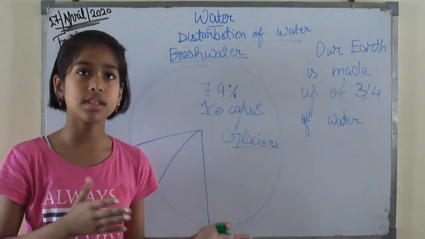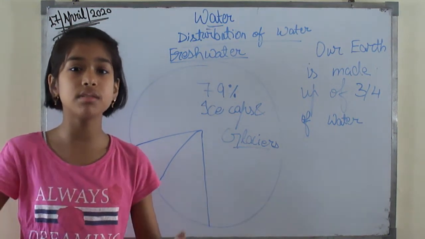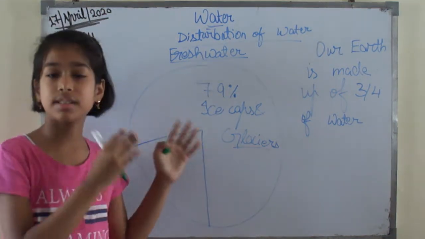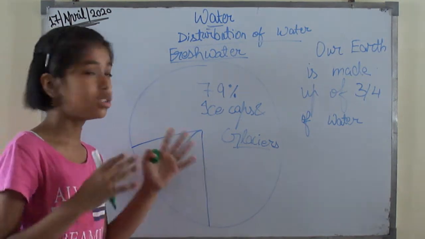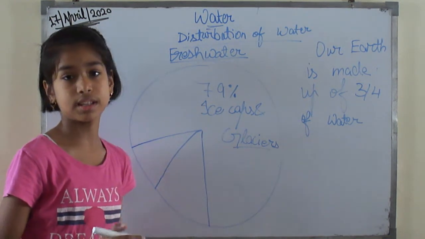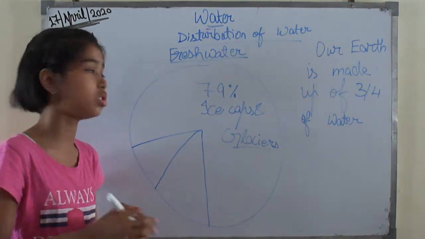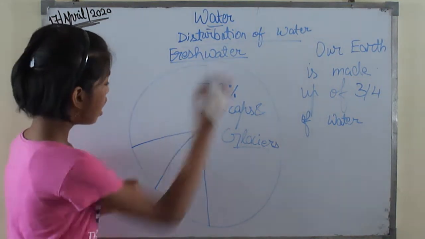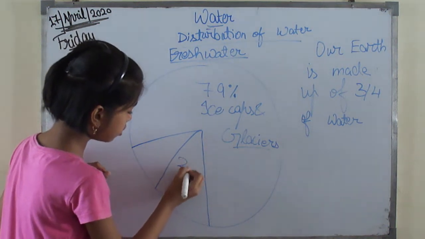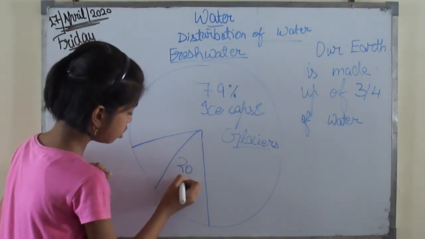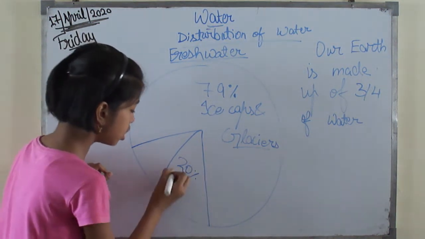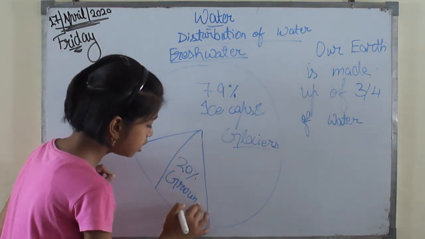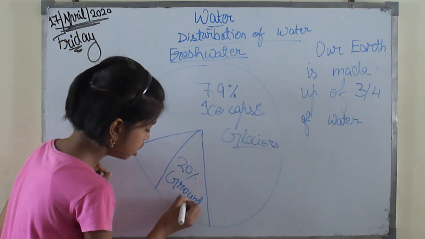It takes a million years, so millions of years. So it takes so much time, and therefore we can't use these ice caps and glaciers. It also takes so much time for melting. And this 20% of water is groundwater.